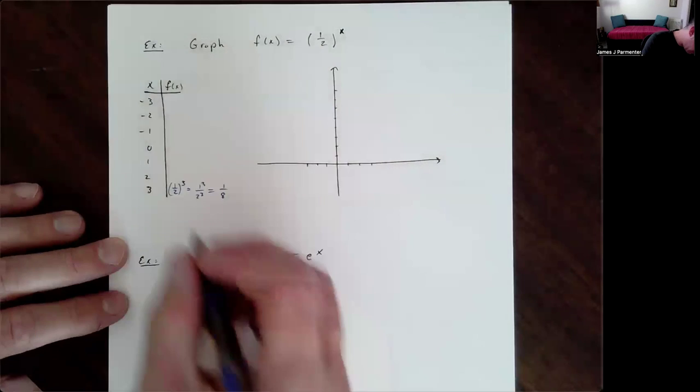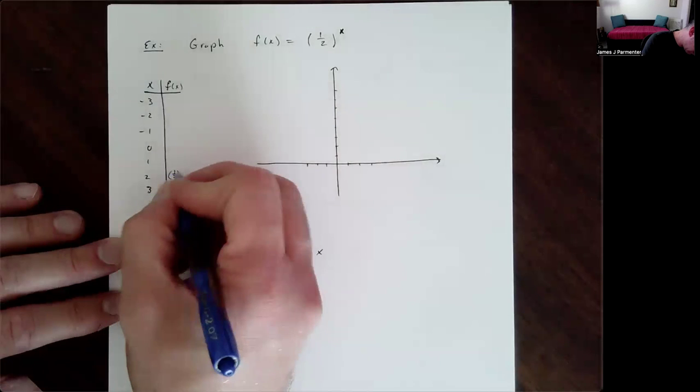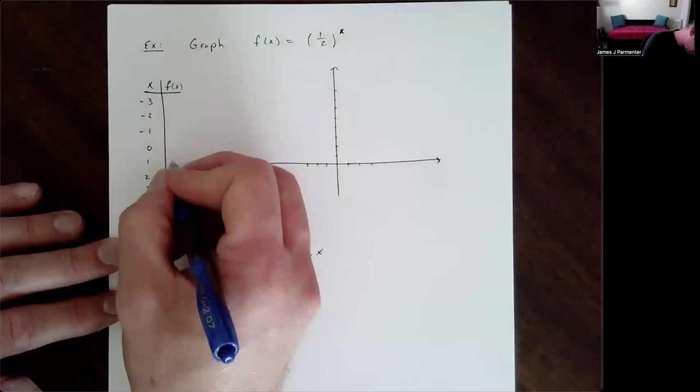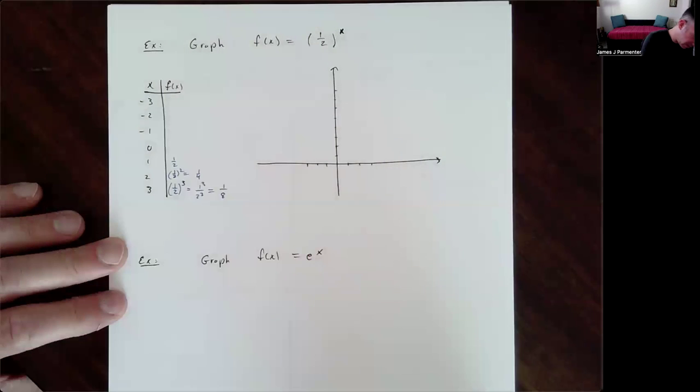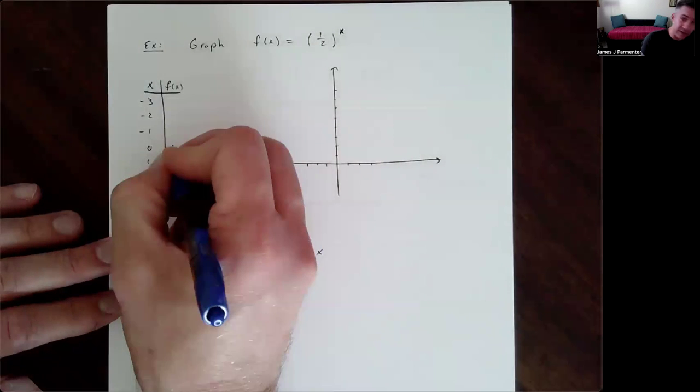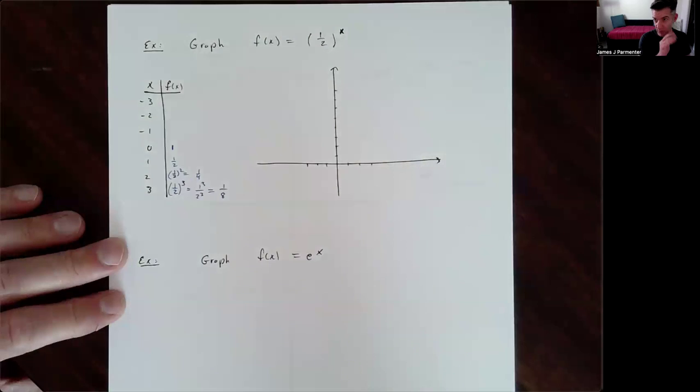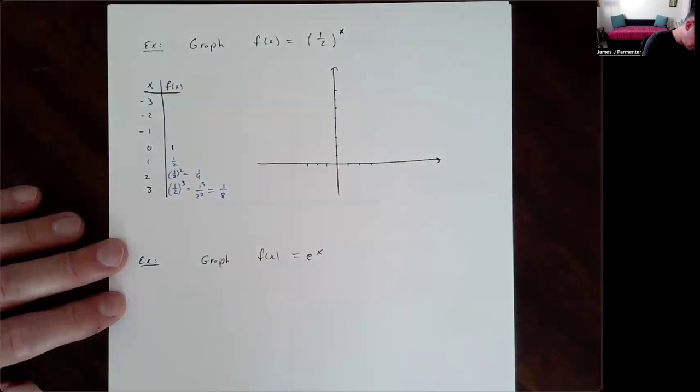And if we do 1/2 squared, it's going to be 1/4. And 1/2 to the first is just 1/2. And 1/2 to the 0th is 1. Anything to the 0th power is 1, except for 0. 0 to the 0th is weird.